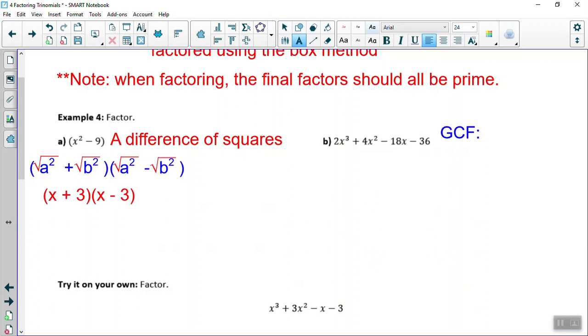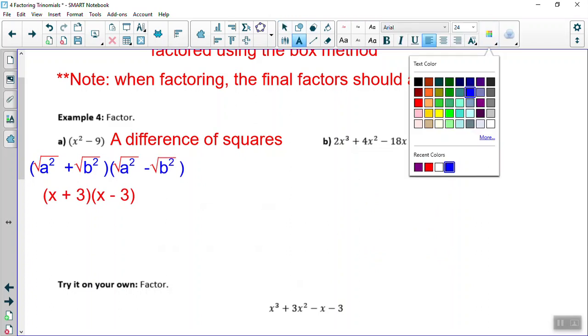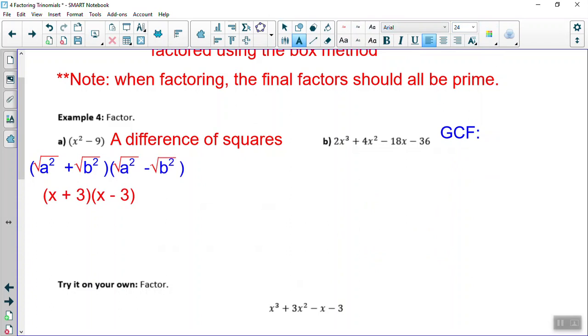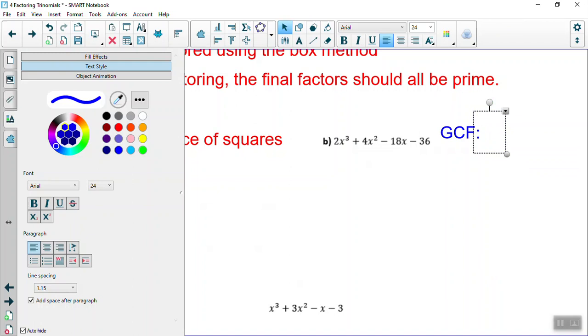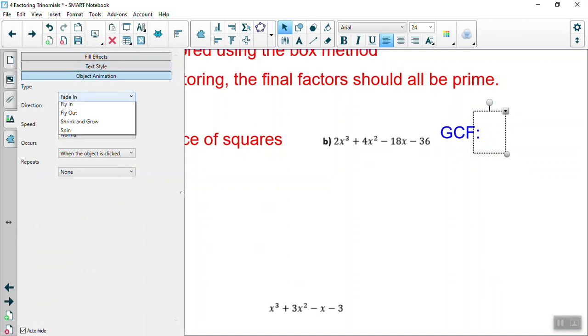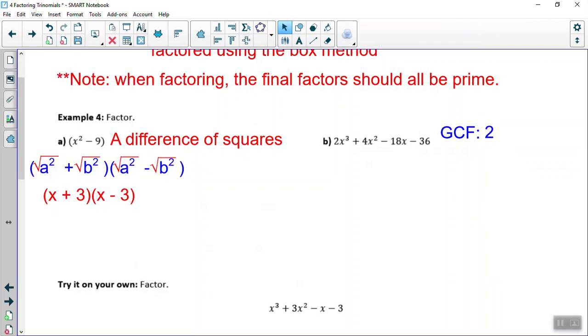I don't know why that's not showing up, so let's just put that in there. So I will, oh, there it is. All right, a greatest common factor of 2. Well, now it disappeared on me again. All right, so there we go.